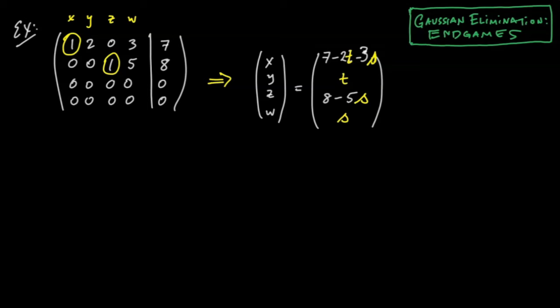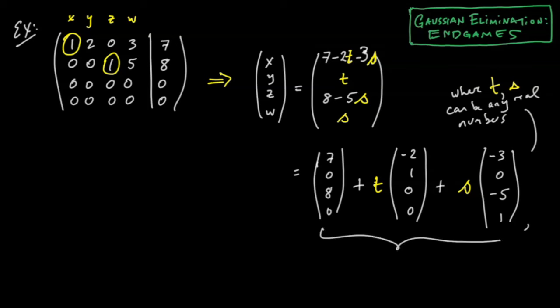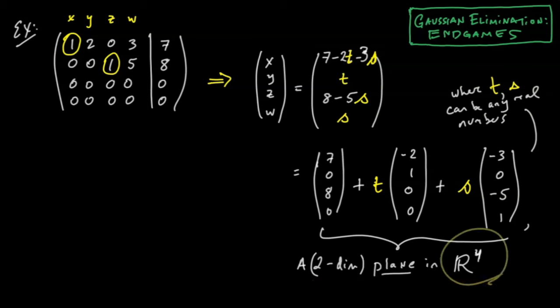But to understand it better geometrically, let's decompose it into a linear combination of simpler vectors, like so. So the solutions to our system are all vectors of this form, where t and s can be any real numbers. But geometrically, what is this? You should recognize it from that video on lines, planes, and hyperplanes you watched oh so recently. This is an ordinary 2-dimensional plane, but in R4.